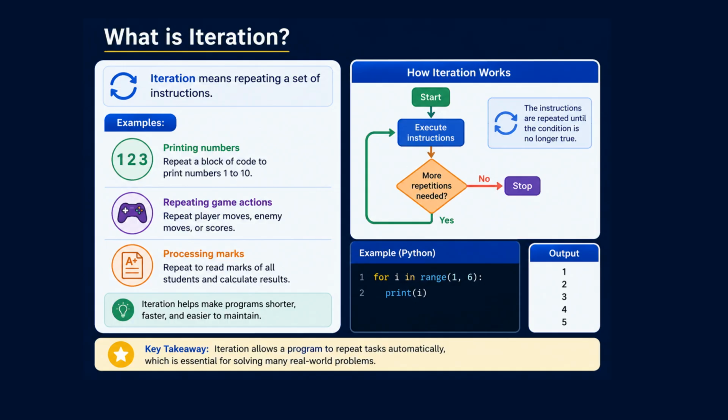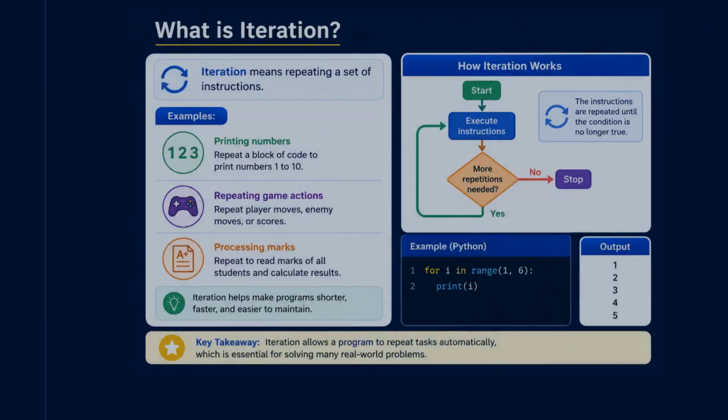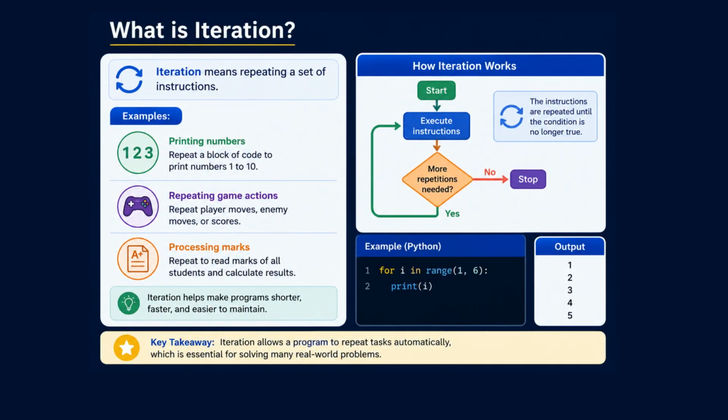Another example is repeating game actions. Games constantly repeat player movements, enemy actions, and score updates using loops. Iteration is also used when processing marks. A school system may repeatedly read marks for many students and calculate results.